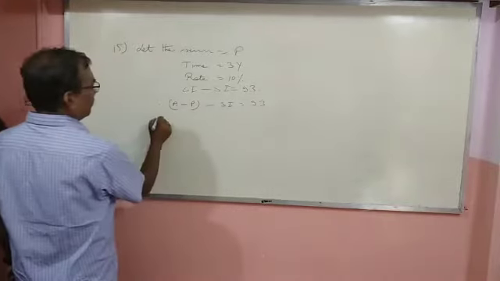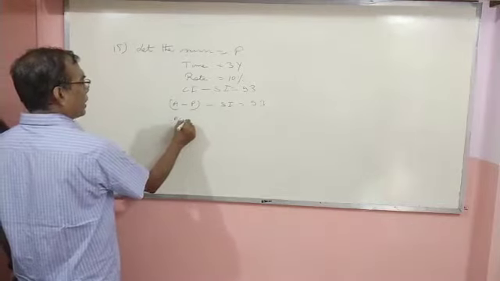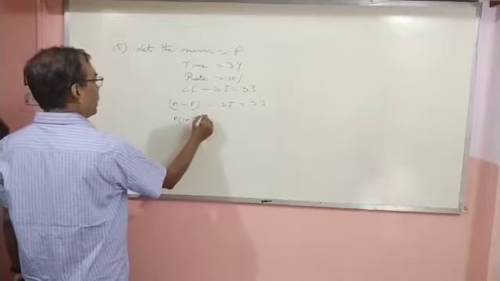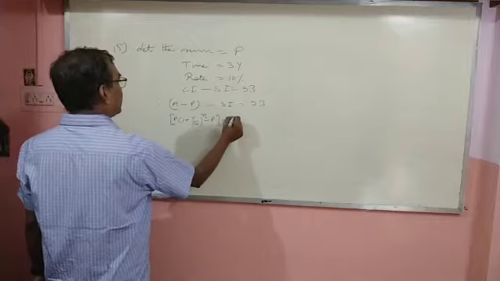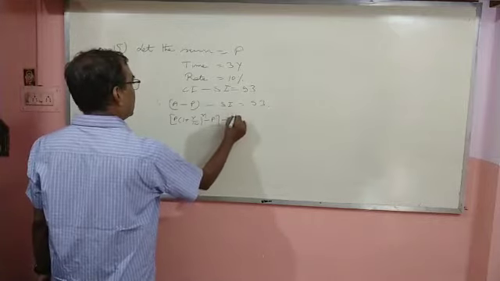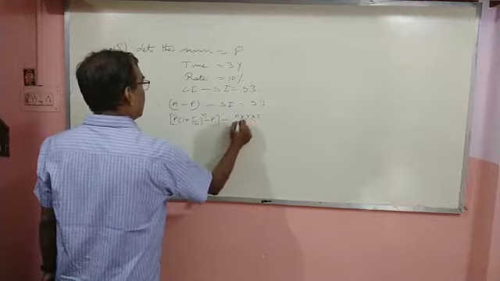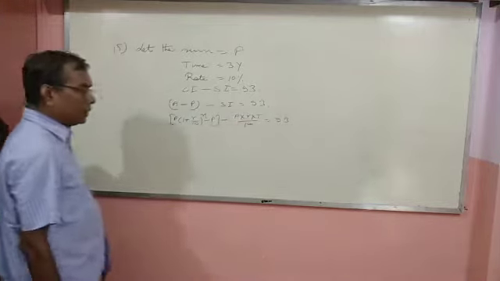Now put the formula. P into 1 plus R by 100 whole power n minus P. This is CI. And minus SI. SI is equal to PRT by 100, will be equal to 93. The formula has been generated.